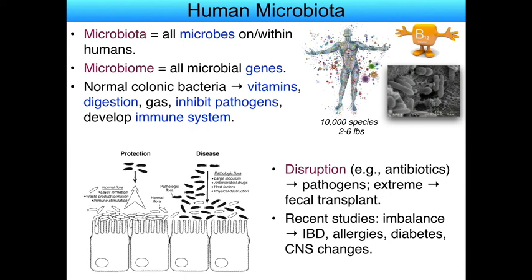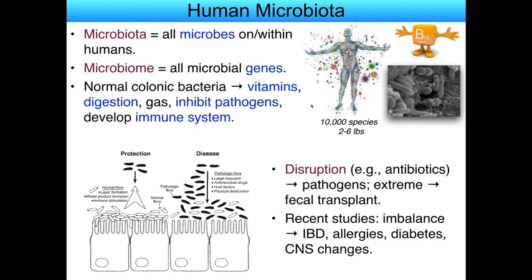Microbiota includes all microbes on or within humans. We used to call this the human flora. In contrast to the microbiota, the microbiome includes all genes within those microbes in the microbiota. So humans have between 2 and 6 pounds of microbes living on and within their body. And these have specific roles that help us.